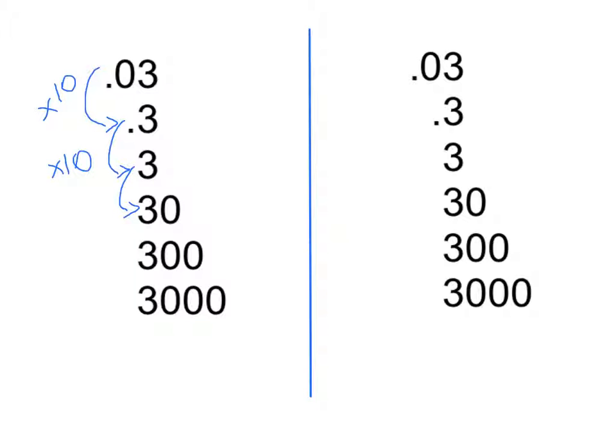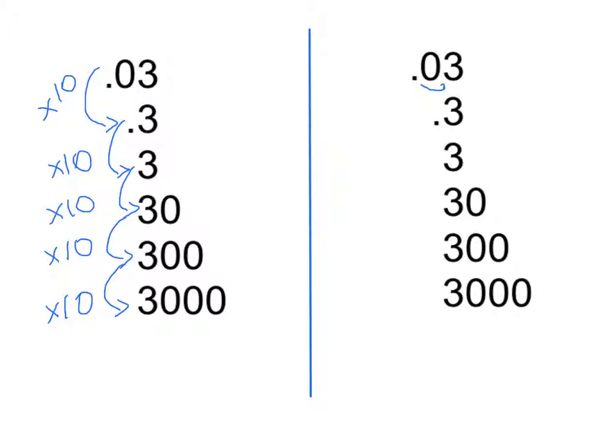3 times 10 is 30. 30 times 10 is 300. 300 times 10 is 3,000. A connection is that if we look over to the right side here, what I'm going to do is show that all we're doing is moving the decimal place to the right 1 place each time.